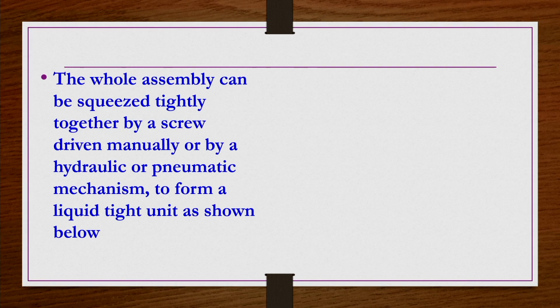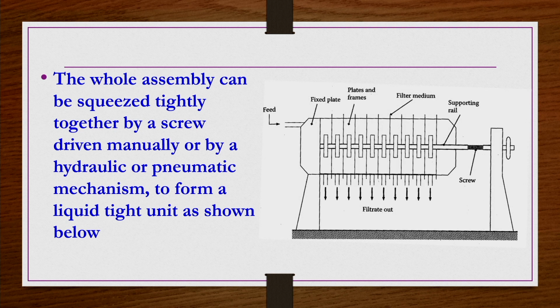Now, here the whole assembly, as I mentioned, can be squeezed tightly together by a screw driven manually or by a hydraulic or pneumatic mechanism, whatever is possible, to form a liquid tight unit as shown below, so that the filtrate does not leak from the other compartments. It should go to the outside of the units only through the filtrate collection ducts available. Okay. Earlier I have shown only 2 units.